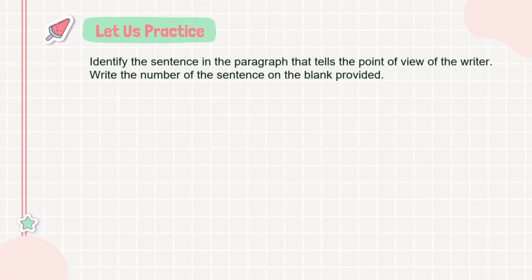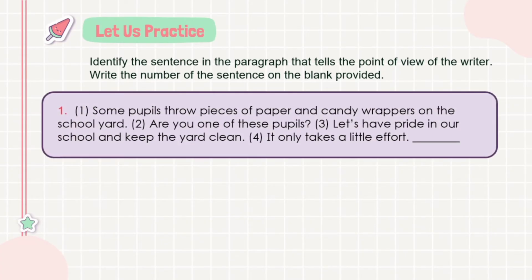So for number 1, some pupils throw pieces of paper and candy wrappers on the schoolyard. Are you one of these pupils? Let's have pride in our school and keep the yard clean. It only takes a little effort. So, which sentence in the paragraph tells the writer's point of view? Is it number 3? Yes, it is number 3. Correct.